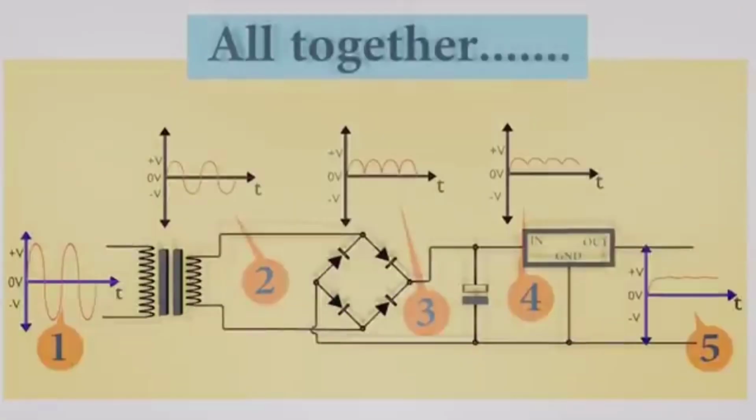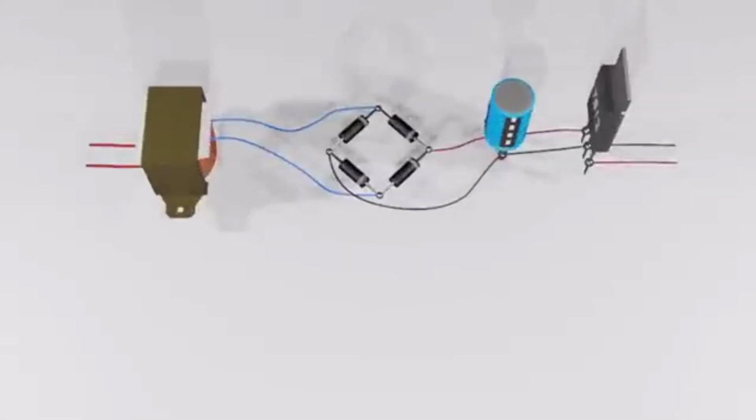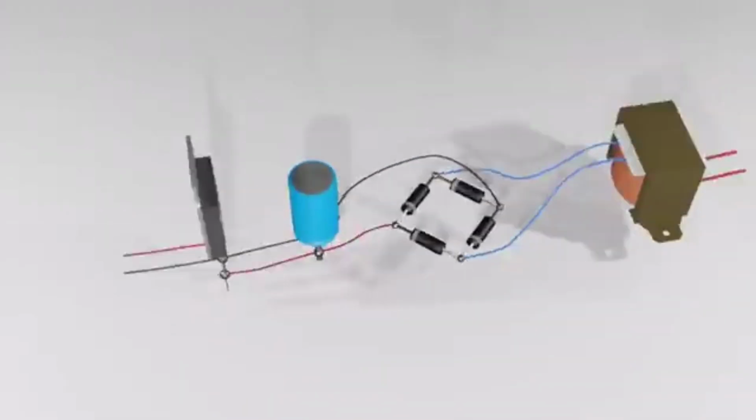We can summarize all of the above steps into one. The waveforms of each stage are like this. Finally we have our 230 V AC to 12 V pure DC converter circuit.